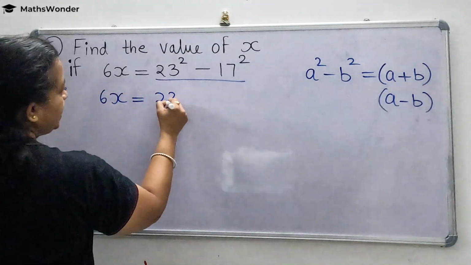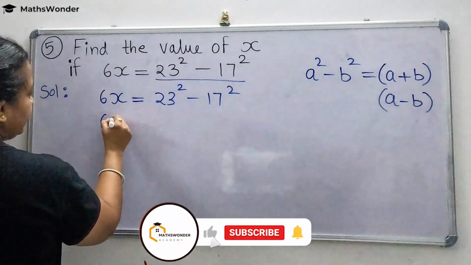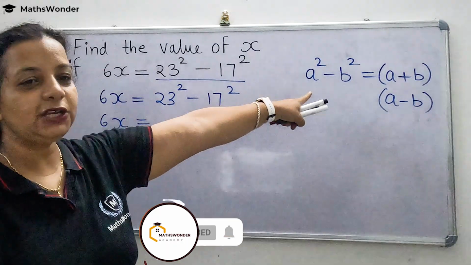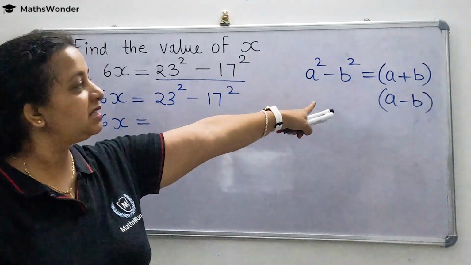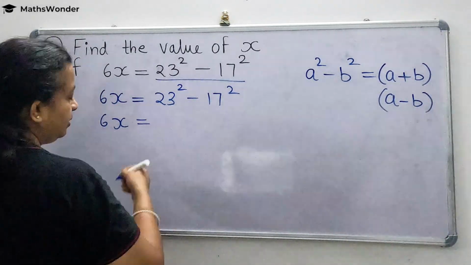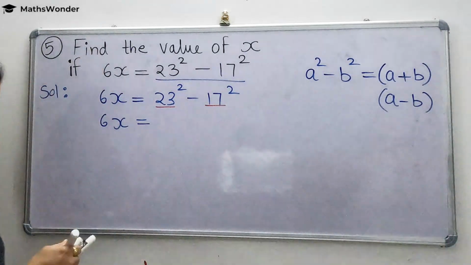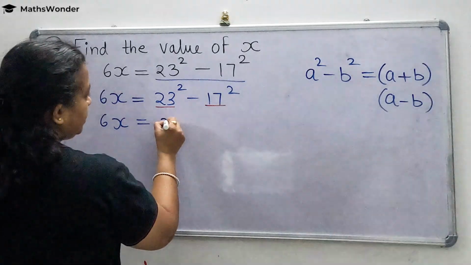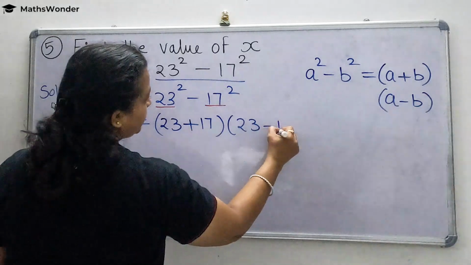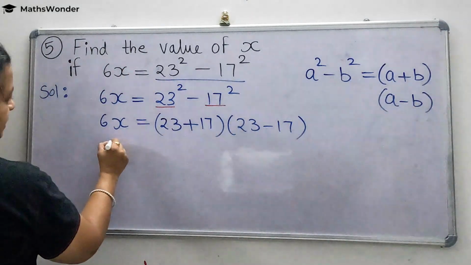So, 6x is equal to 23 square minus 17 square. The left hand side we will write as it is. Only on the right hand side can we use identity number 3, which is a square minus b square. So a plus b, a is 23 here, b is 17 here, right? This is your a, this is your b. You just apply it. So 23 plus 17. The next part, 23 minus 17. Got it? Now do the addition and subtraction.